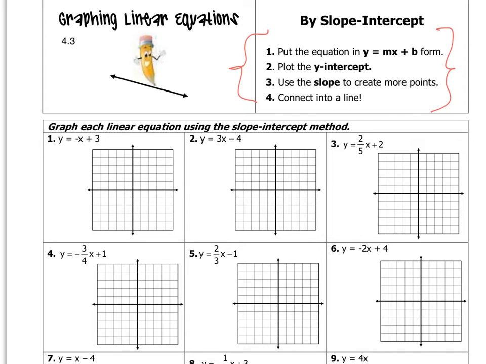Step 1 says put the equation in y equals, or slope-intercept form. Got it. All right. Next step, plot the y-intercept. Again, this is on our y-axis, so this is up and down. Then step 3 comes into play. This is what we did last week. So now we're going to use slope to create a few more points. And once we get to step 4, we get to play connect the dots.